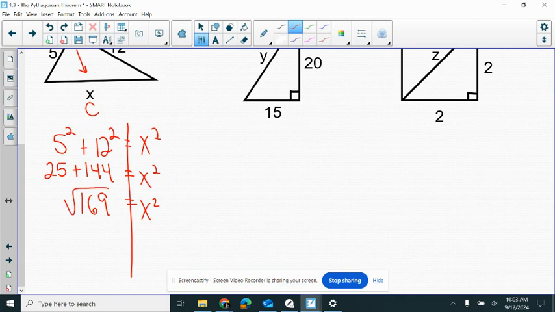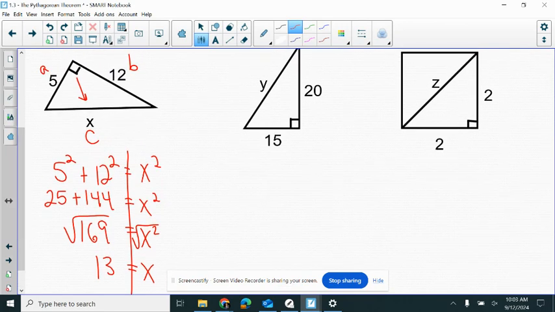Whenever you're solving an equation, to undo x squared, you have to do the square root, and you get 13 equals x. When you do the square root of x squared, they just cancel each other out. So with x, you don't type anything into your calculator. The only thing you want to type into your calculator is the square root of 169, you get 13.